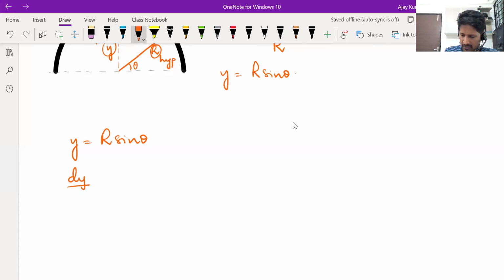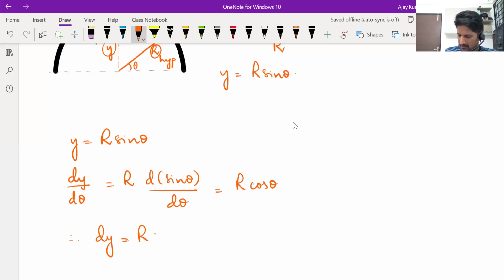So I'll get dy by d theta, that's the derivative of the left-hand side, is equal to r into, one of you quickly tell me how much is the derivative of sine theta with respect to theta? Cos theta, sir. Cos theta. The right-hand side becomes r cos theta. Therefore, dy is r cos theta d theta, and there we have it, the relation between dy and d theta.